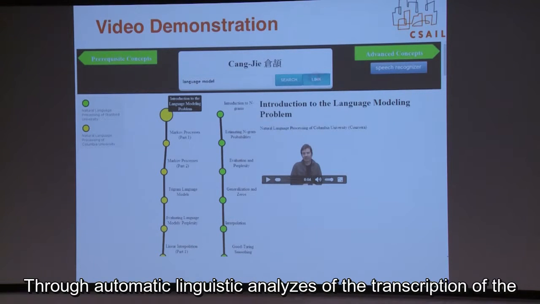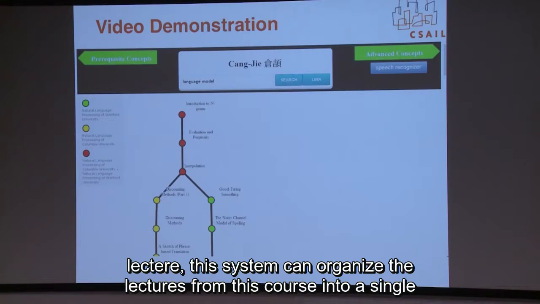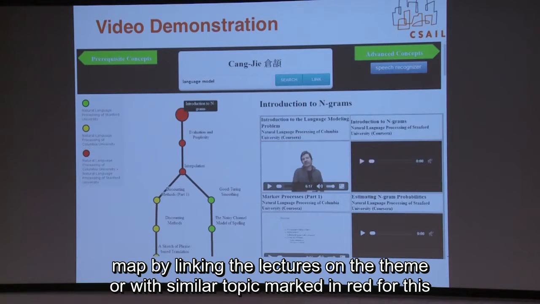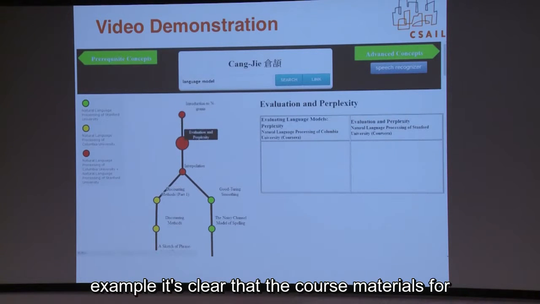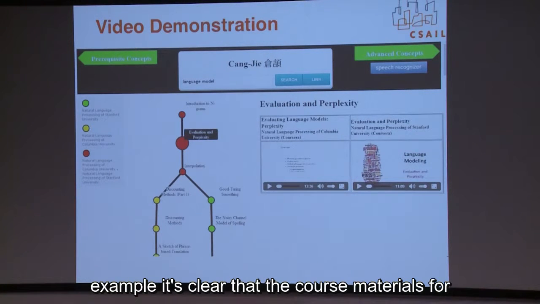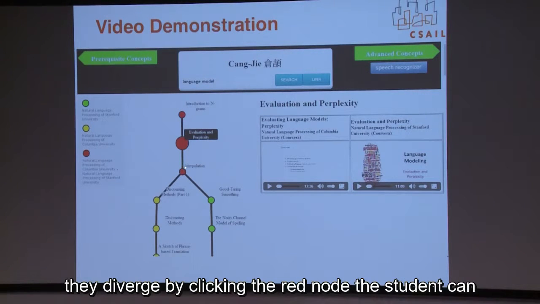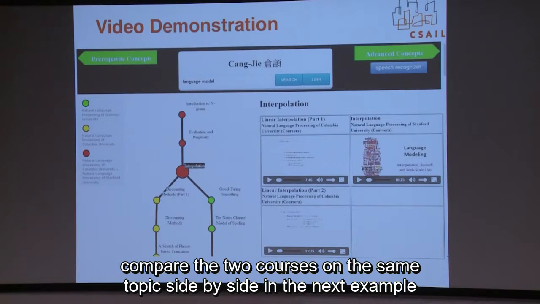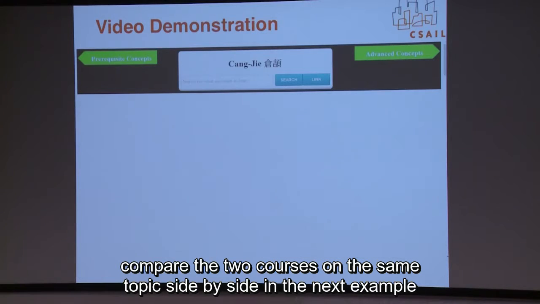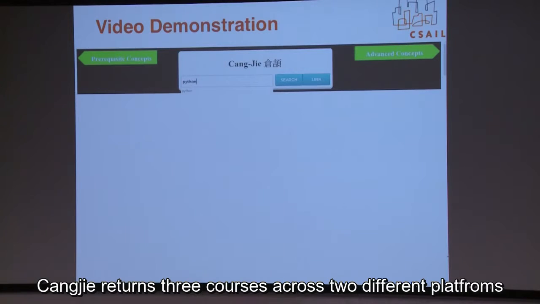Through automatic linguistic analyses of the transcriptions of the lectures, the system can organize the lectures from these courses into a single map by linking the lectures on the same or similar topic marked in red. For this example, it is clear that the course materials for the two are quite similar for the first several lectures before they diverge. By clicking the red nodes, the student can compare the two courses on the same topic side by side. In the next example, the student is interested in learning about Python.